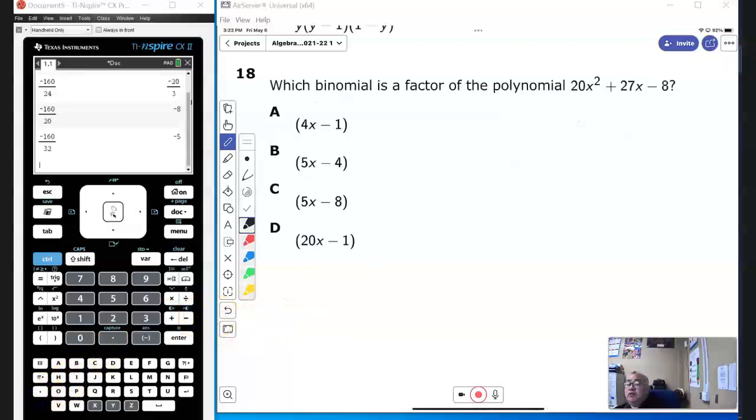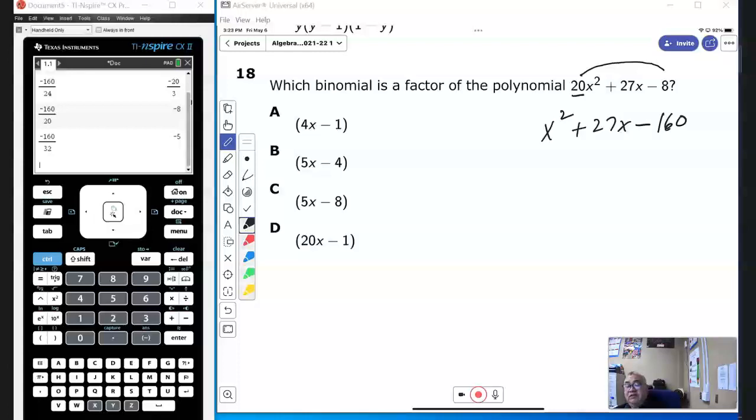Which binomial is a factor of the polynomial? Remember, I showed you a method how to factor this, especially if you have a leading coefficient that is greater than 1. You start by multiplying these two. 20 times negative 8 gives you negative 160. So let's rewrite this as x squared plus 27x minus the product of 20 and negative 8, which gives you negative 160.